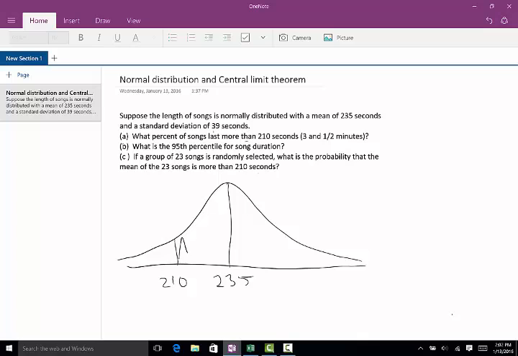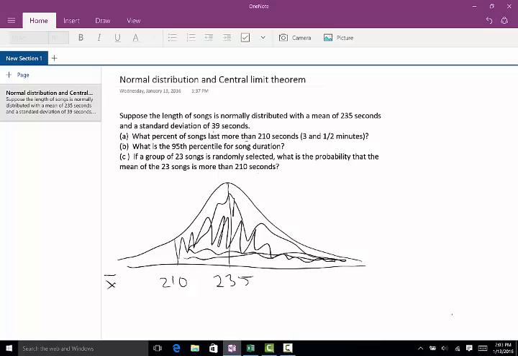One difference is the way I'm going to label that axis. It's not x anymore, it's x bar. So if everyone were to go out and take 23 songs, find the average length of their 23 songs and bring it back, it would have a normal distribution according to the central limit theorem. The mean of the distribution would still be 235, which is the population mean. The mean of the sample means is the population mean.